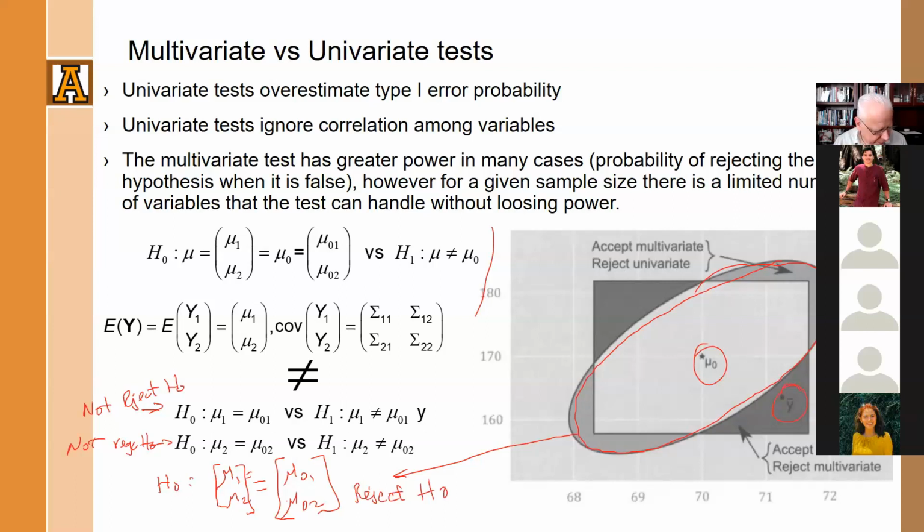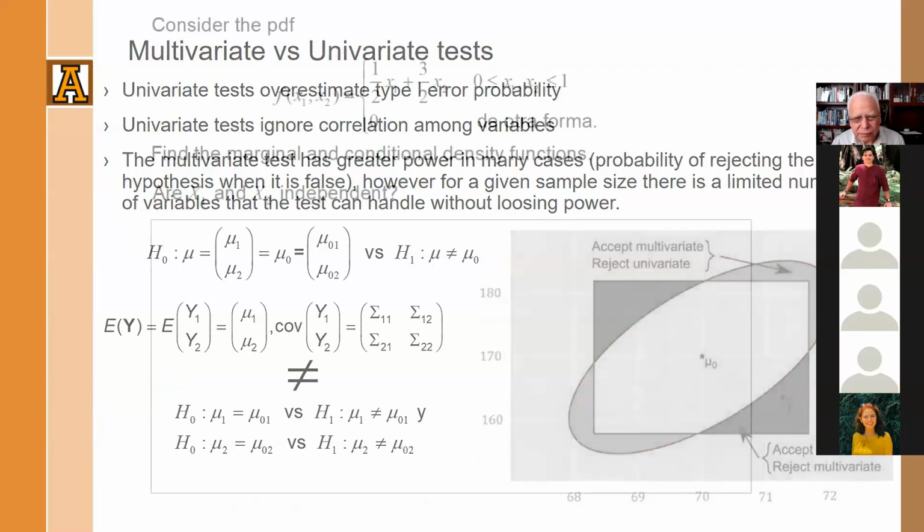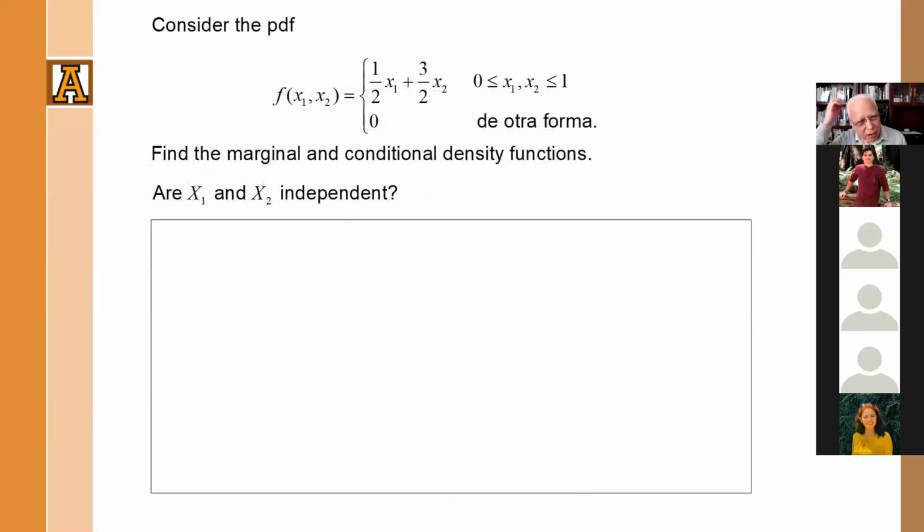Yes, teacher, thank you. Okay. Now consider that this joint density function f of x1, x2 is given by 1/2 x1 plus 3/2 x2, for x1, x2 between 0 and 1, and it's 0 otherwise.